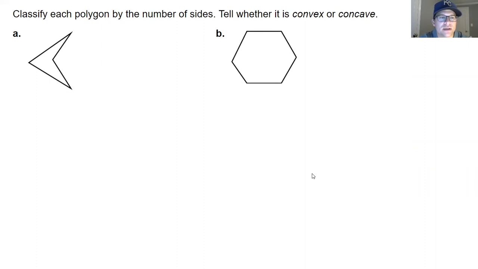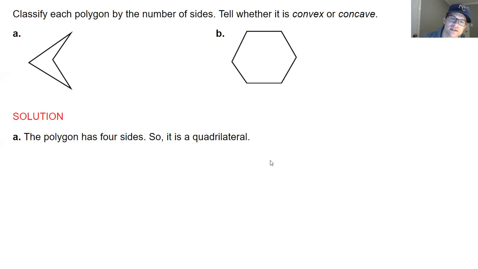Okay, so classifying each polygon by the number of sides and determining whether it's convex or concave. First, let's take a look at how to determine just based on the number of sides. So this first quadrilateral A, you are going to count all of the sides of that shape, and hopefully you can clearly tell that it has 4 sides. So you would call that a quadrilateral because that is the name earlier from the chart to determine that it has 4 sides.